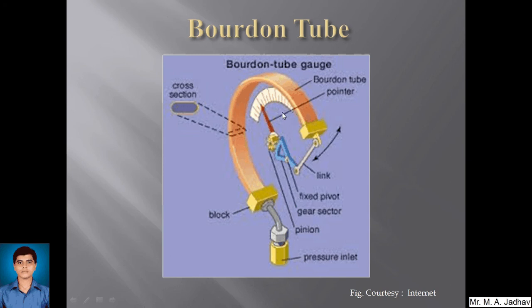We can see this gauge in a number of different applications. Basically, the pressure applied is converted to a displacement, and because of that we sense what the pressure is. On this scale, different scales are provided by using which we can measure the pressure. So basically this is the Bourdon tube pressure gauge.